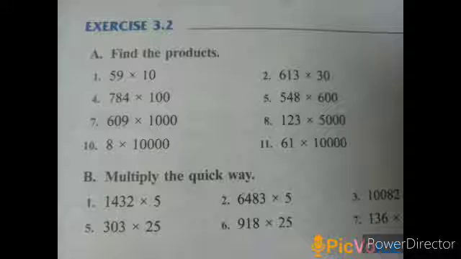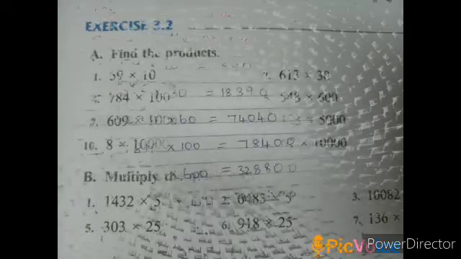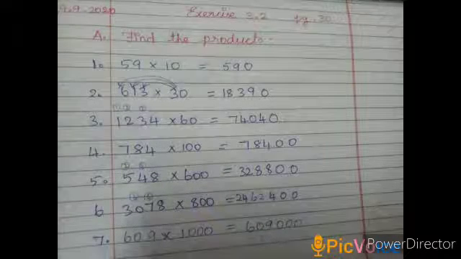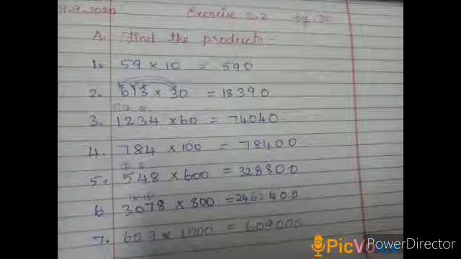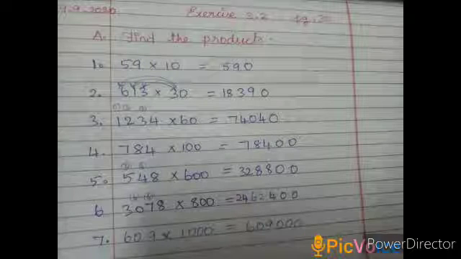We are going to do the quick multiplication, that is, multiplying by 10, 100, 1000, 5000. So with zeros, very easy to multiply. It is very interesting also. Let us see the sums now. First sum is 59 multiplied by 10. In 10 we have one 0, so you have to write the 0 in the answer. Then multiply by the number alone. We have 1, so 59 into 1, 59. So the answer is 590.